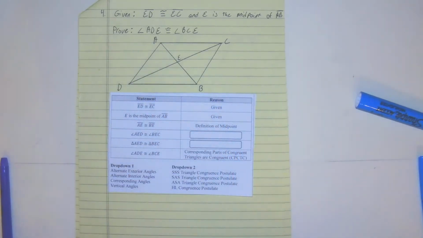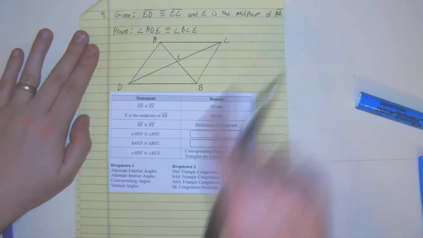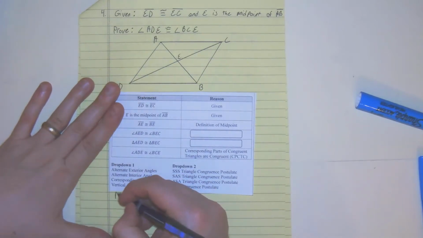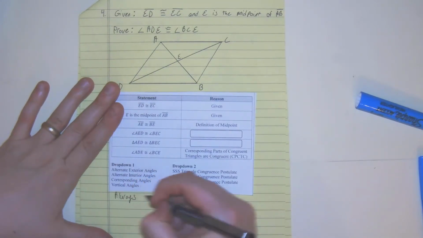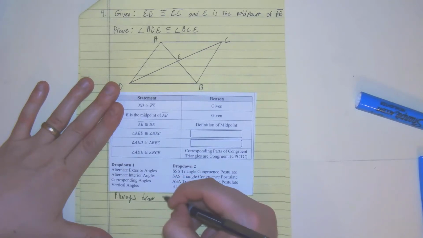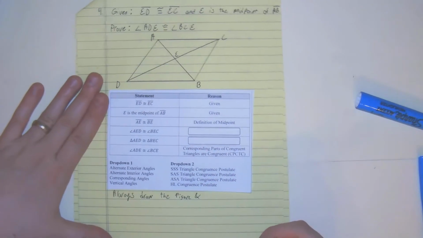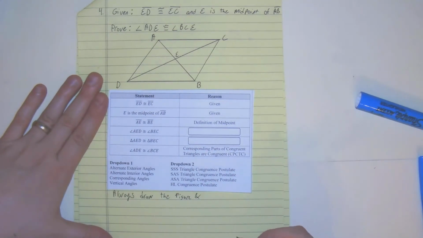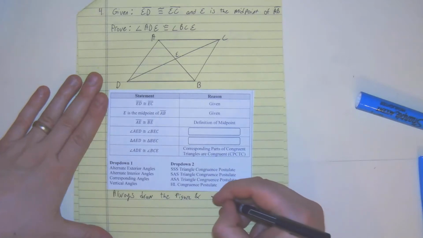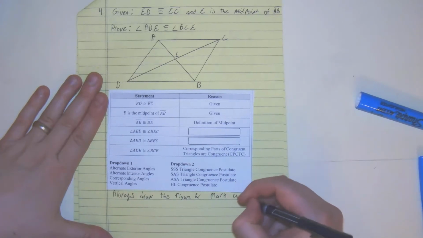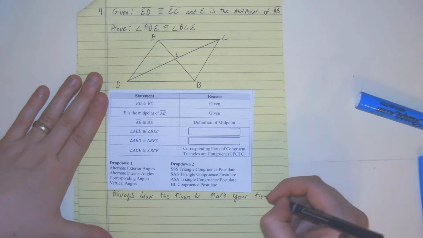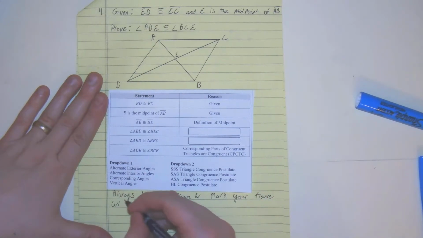when working on this is that you need to make sure that you have the figure drawn. It doesn't have to be perfect, but when you work on a problem like this, I'll draw it right down here. Always draw the figure. So always draw the figure and mark your figure with the given information.